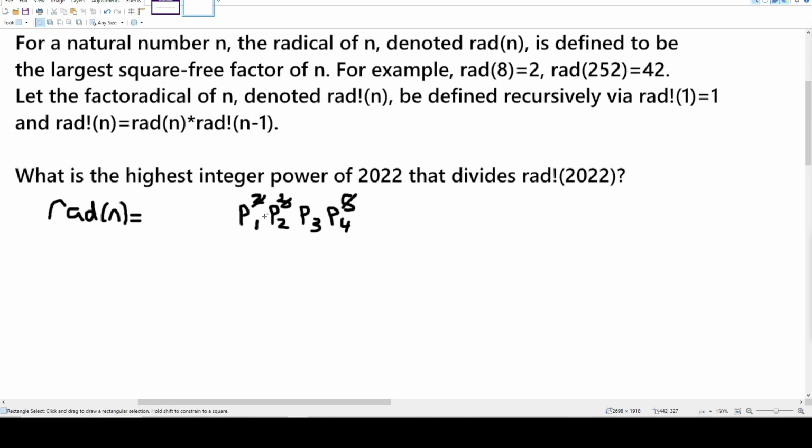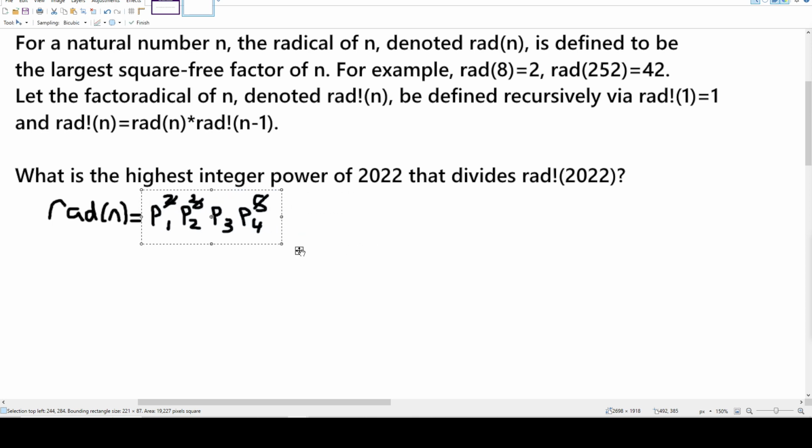So rad n is just p1 times p2 times p3 times p4. And remember, these are just any primes. And the factoradical is just rad n times rad of n minus 1, so on and so forth until you get to rad 1. Now to solve this problem, we're going to prime factorize 2022.